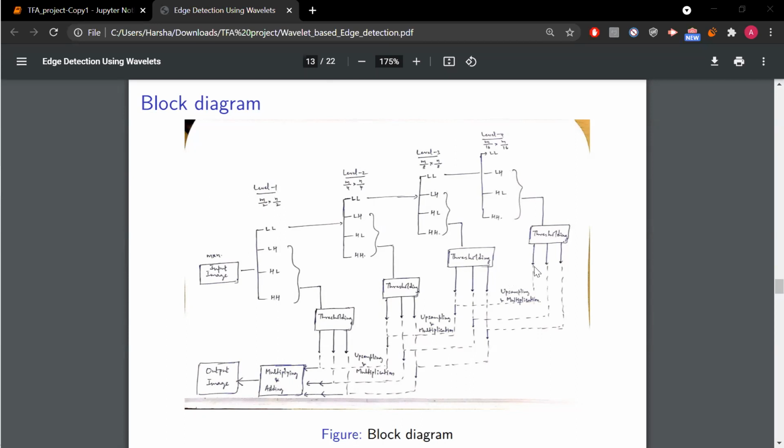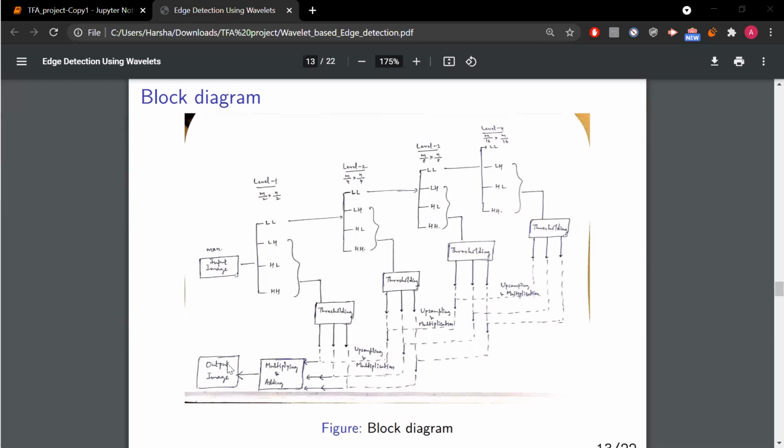So that's what I'm representing here. We'll just upsample it and then multiply it. We are doing upsampling to match the dimensionality. And now we'll proceed with the same step till we reach level 1. That is, again we'll upsample and multiply, and then upsample and multiply, and we'll do that till we reach level 1. In the final stage, we'll be computing the magnitude. Here, by multiplying and adding, what I mean is we'll square the subbands, add them, and then take a square root. That is the output image.